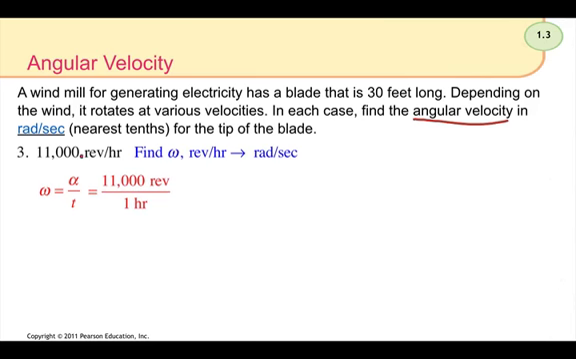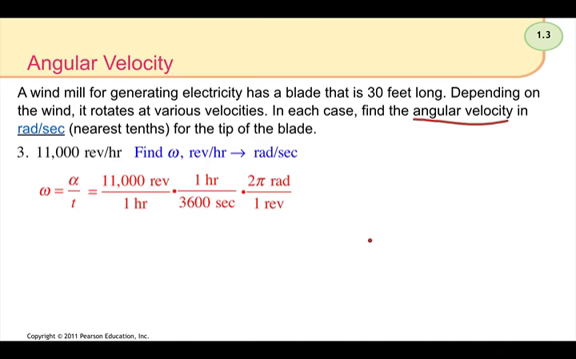So I'm going to express this as a ratio, 11,000 revolutions per hour. And then I'm going to multiply this by 1 hour over 3600 seconds. That will get rid of the hours, and since I want seconds. And then also I'm going to multiply this by the following ratio of 2 pi radians over 1 revolution, and that will get rid of the revolutions.